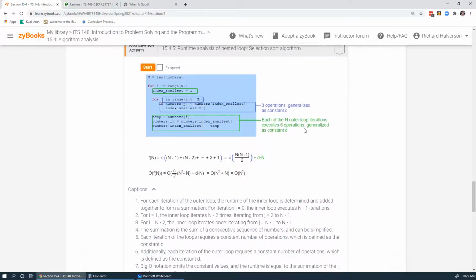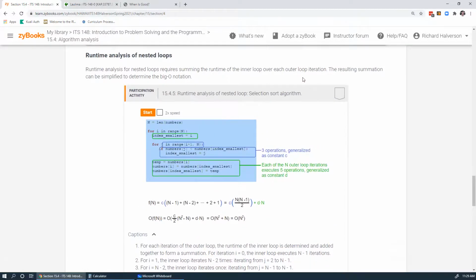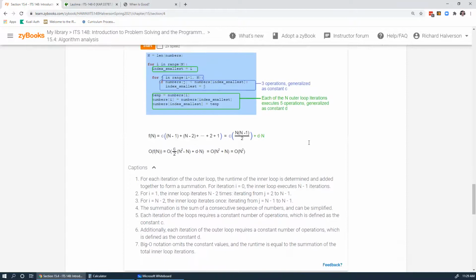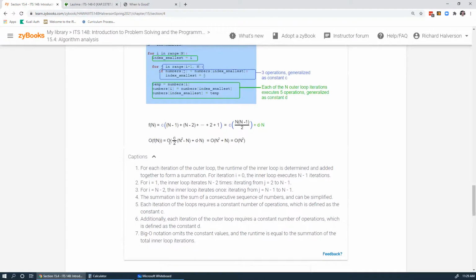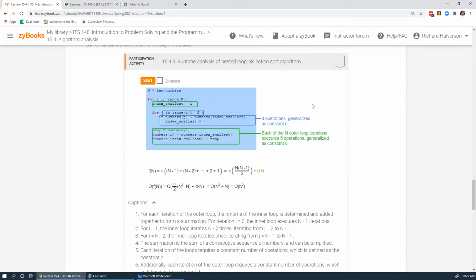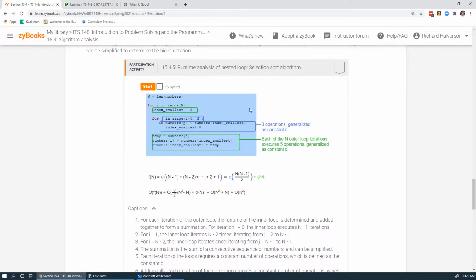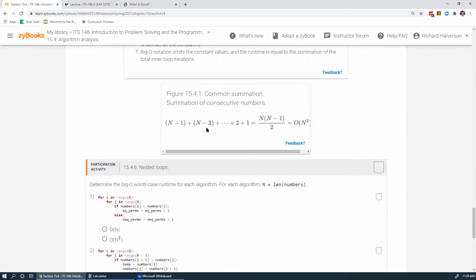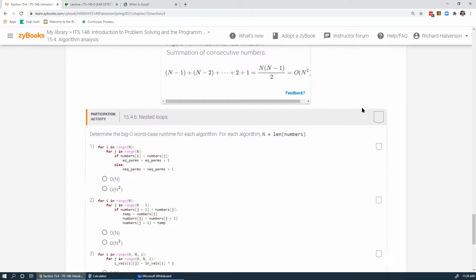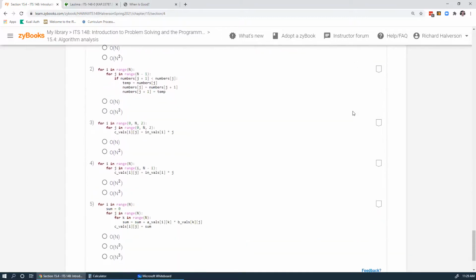So here we're starting to talk about runtime analysis of nested loops and how they can end up being O of n squared. And that's exactly what happens when we're figuring out how long it takes for sorting algorithms. This is a nested loop.